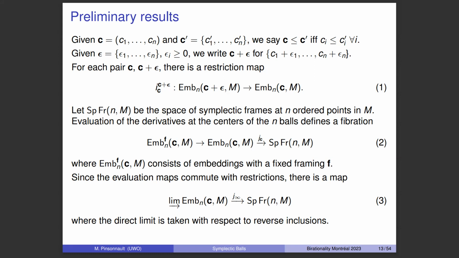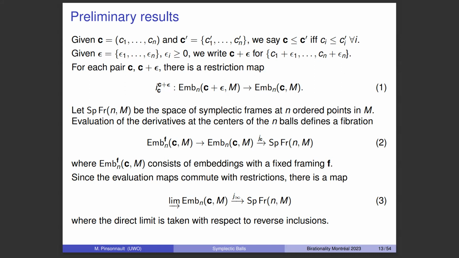So if you allow all possible sizes, then there's a system of restriction maps between different capacities. This is a directed system with respect to the partial order that comes from sizes. And then you can look at the limit as the ball shrinks to points, which is the same thing as taking the homotopy limit of this directed system under reverse inclusions. This is what is called here J sub infinity. When you take the limit as the sizes go to 0, not surprisingly, what you get is homotopy equivalent to the space of symplectic frames over n points, because you still remember the derivative of an embedding at the center.